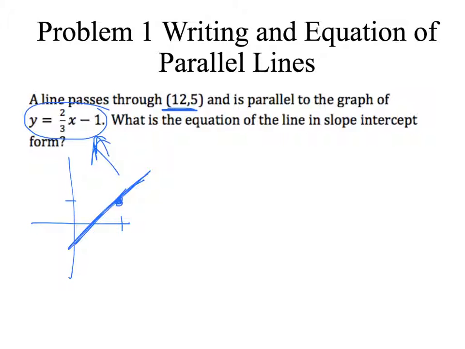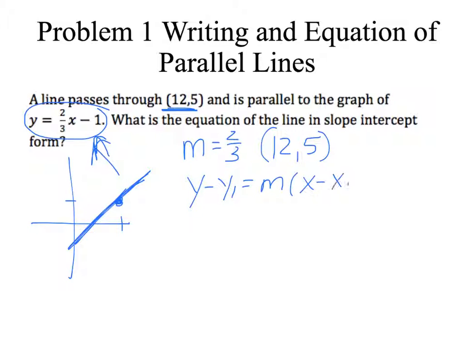If they're parallel, we know the slopes are the same. So we're trying to write an equation that has a slope of 2/3, because we get that from the other equation since it says they're parallel, and it goes through the point (12, 5). If we're given a slope and a point, the best formula to use would be point-slope: y minus y1 equals m(x minus x1).